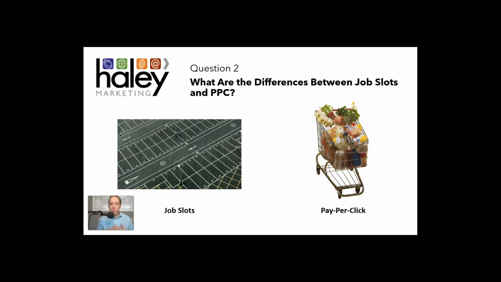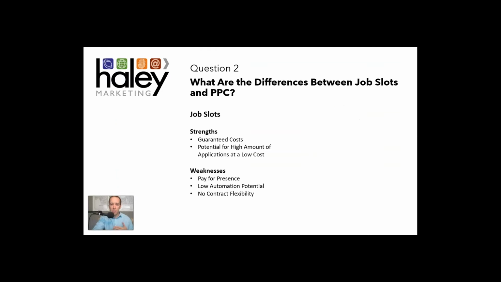You pay for what you get. Think of it like when you're at the grocery store. If you're on Amazon where you're shopping and you pay for the items in your cart, that's what you're getting. You're paying for what you actually receive. A quick look at strengths and weaknesses on the job slot slide, right? You have guaranteed costs. You know what it's going to cost you every month for those slots. There is potential for a lot of applications at a low cost, so you could get a really good return on investment.